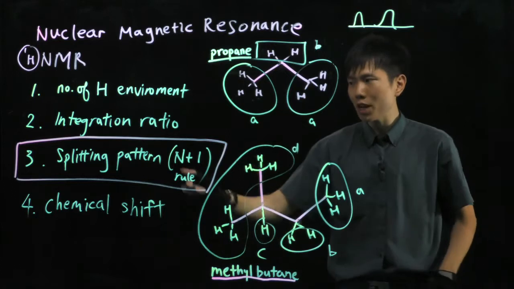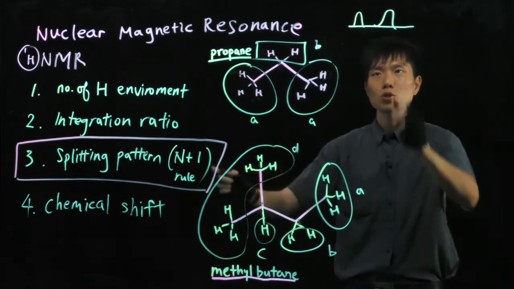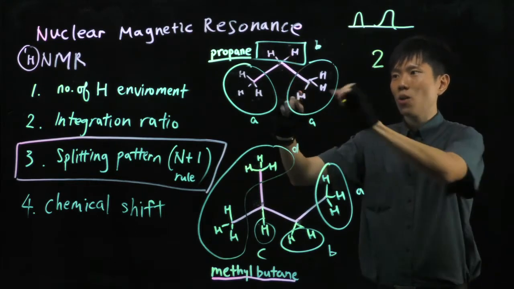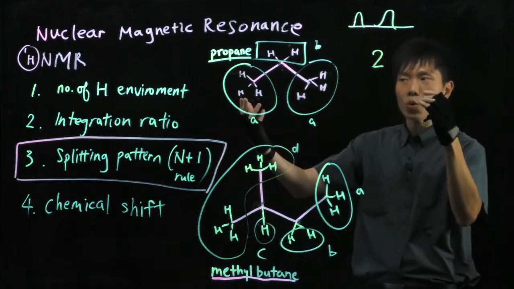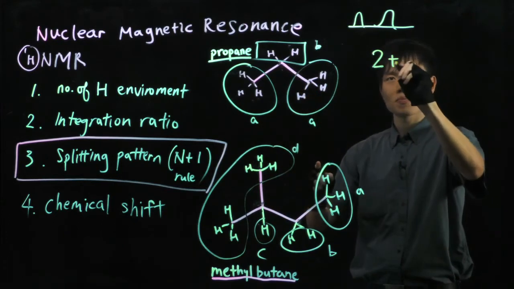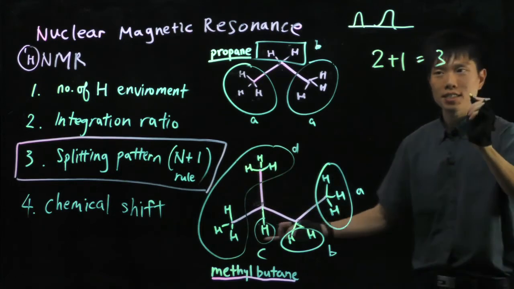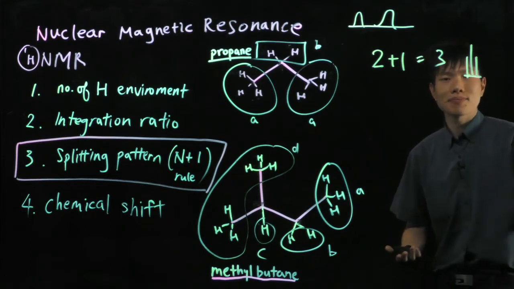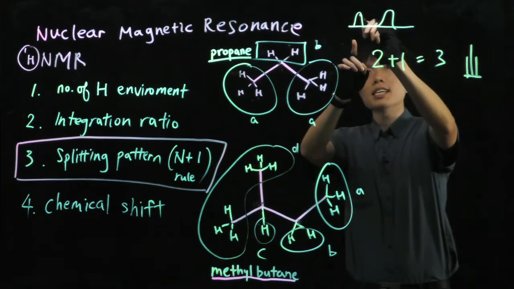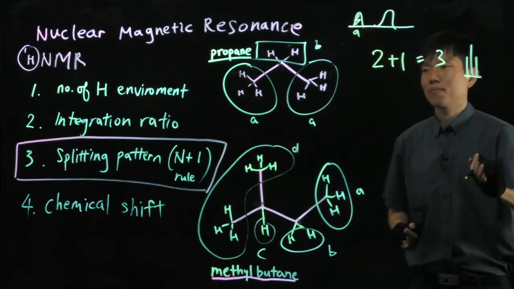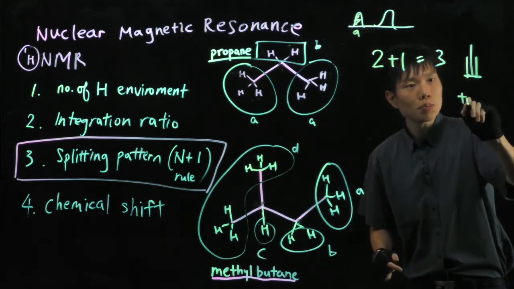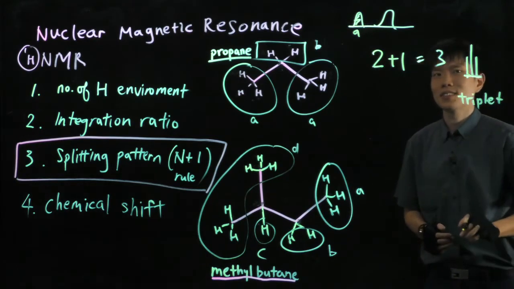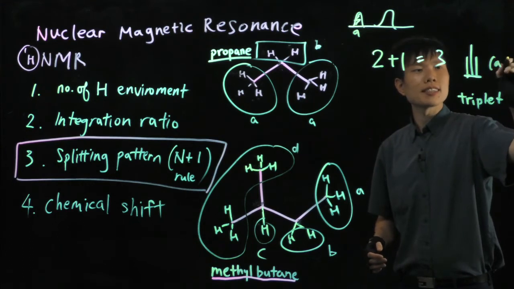So using the rule N+1, this N here becomes 2 because there are 2 different protons 1, 2, 3 bonds away from me. And then add 1 to this, I get 3. This 3 means I have 3 fine lines for my signal in A. And we call this a triplet because the splitting is in 3 lines, a triplet. This is for signal A.